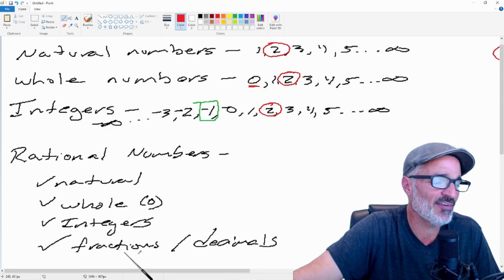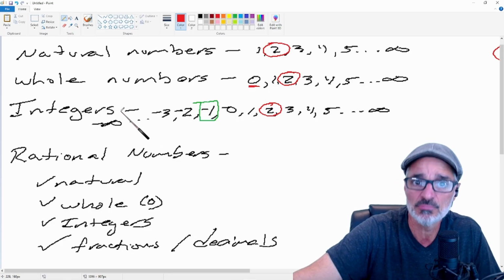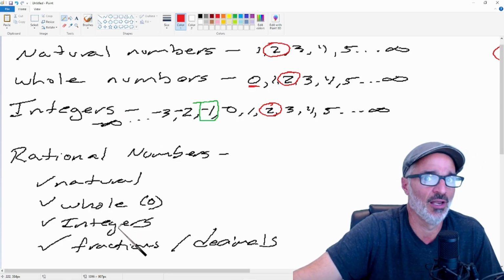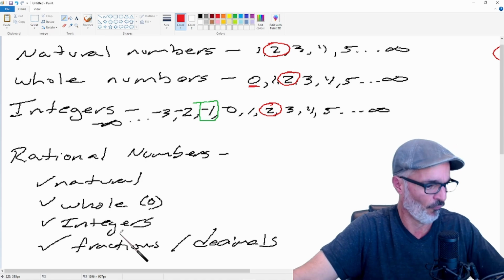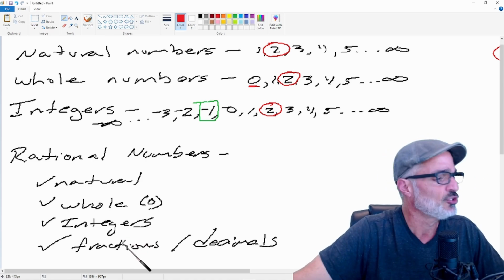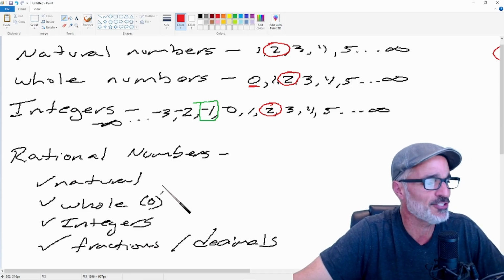Wait, if I have a fraction and a decimal, yes, that can never be an integer. That's true. But rational numbers include integers. Hold up. Wait a minute. Something isn't right. If rational numbers include integers, then all integers are here.